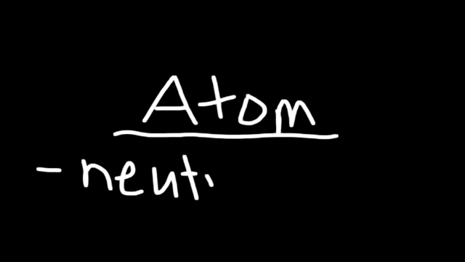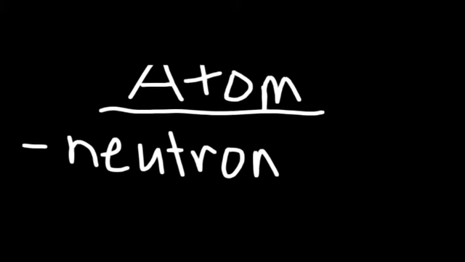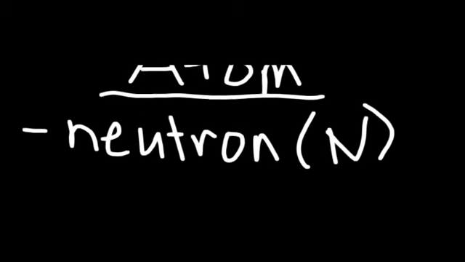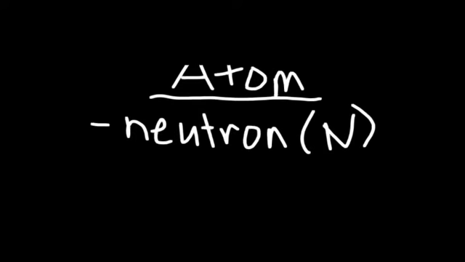And now we will start with the central part of chemistry, the atom. So, what is an atom? It is composed of mostly the neutron. I'll abbreviate it to N in most of my videos, or video if I decide to not make any more videos.